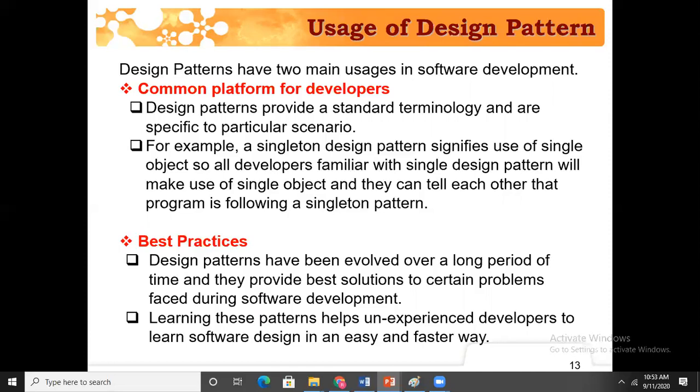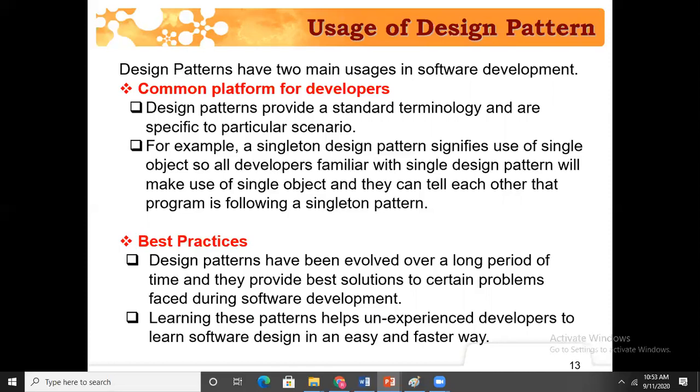The next usage of design patterns in software development is best practice. Design patterns have evolved over a long period of time, and they provide the best solution to certain problems faced during software development. So these are the best practices.